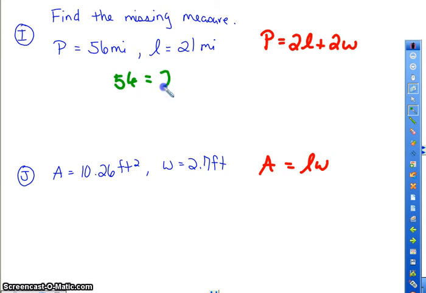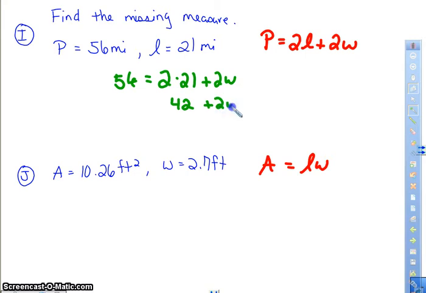I have my length, so I'm doing 2 times 21 plus, and I do not know what W is. Okay, so I'm going to simplify. 2 times 21 is 42. Okay, and this turns pretty much into a two-step equation. So I am going to subtract 42 from both sides so I can get 2W by itself.